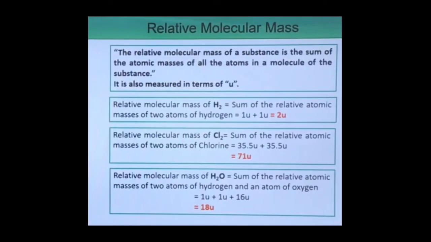So, the relative molecular mass of water molecule is equal to the sum of the relative atomic masses of two hydrogen atoms and one oxygen atom. That is 1 U plus 1 U plus 16 U, which is equal to 18 U. So, this is how you have to find the relative molecular masses of different molecules.